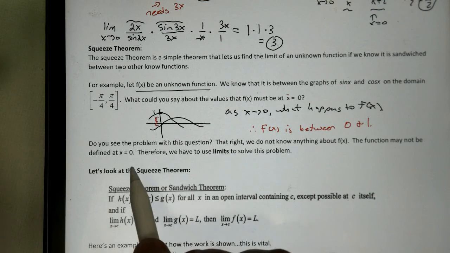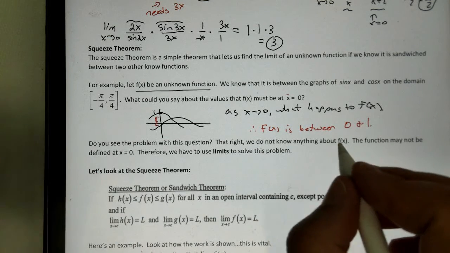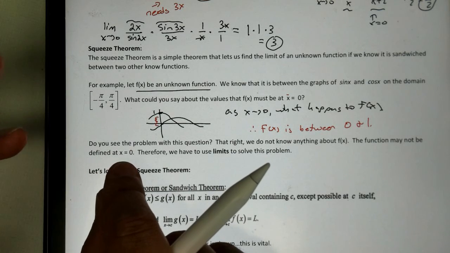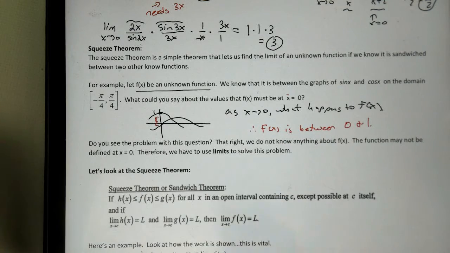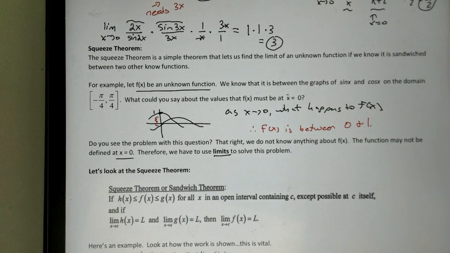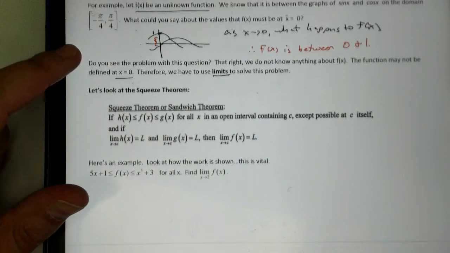The function may not be defined at 0. So since we don't know anything about the function, it could be undefined at 0. So therefore, we can't really look at values of it. We have to look at the limits, because we don't know if f of x is defined at 0 or not. So let's introduce the squeeze theorem.